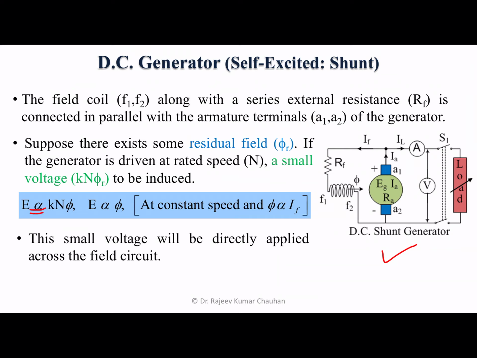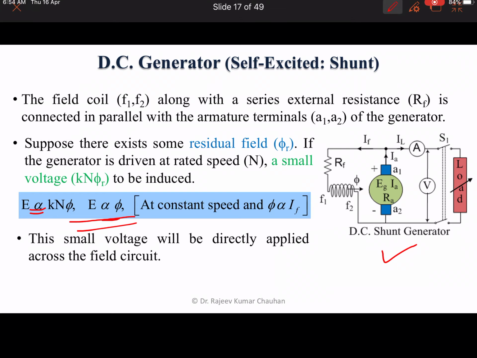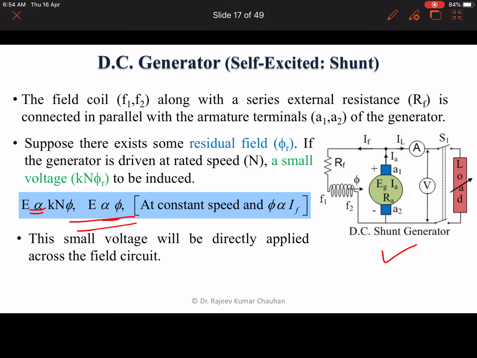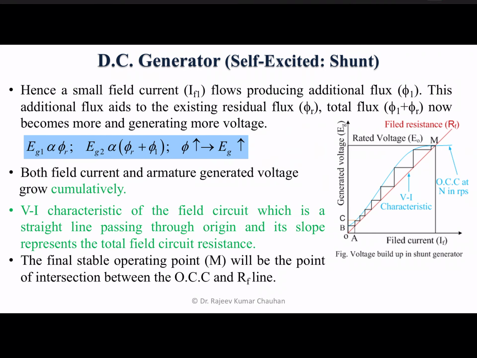This is equal to, not proportional. Okay, K is there. So at constant speed, as we have considered constant speed, it means E is proportional to phi. And phi is proportional to the field current. This small voltage will be directly applied across the field circuit, because the field circuit is connected in parallel with the armature as shown in the figure.